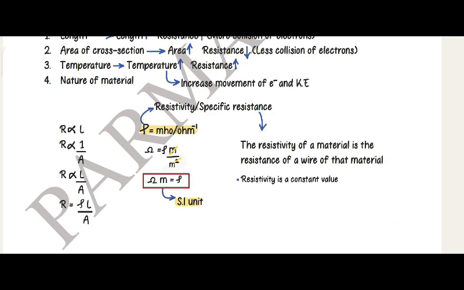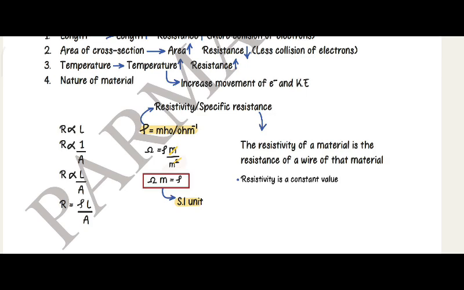R is directly proportional to L. R is proportional to 1 by A. So R is proportional to L by A, and R is equal to rho L by A. Rho is the resistivity or specific resistance. Specific resistance is the resistance of a wire of that material of unit length and unit area. Resistivity is a constant value for a material.